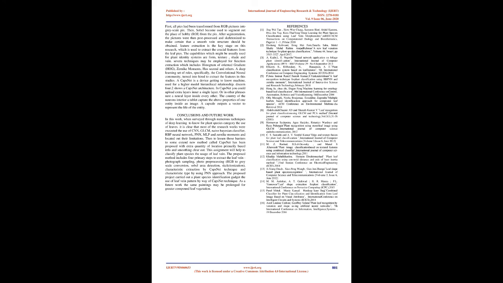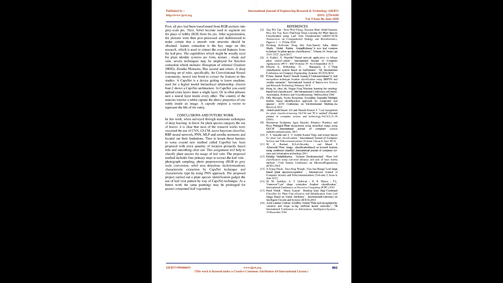Figure 4.2 shows a CapsNet architecture. In CapsNet you can add more layers in a single layer, or in other words nest a neural layer inside another. The state of the neurons inside a capsule capture the above properties of one entity inside an image. A capsule outputs a vector to represent the existence of the entity.